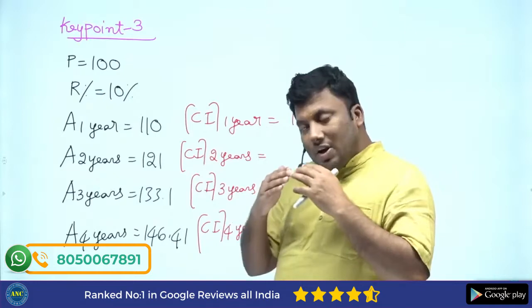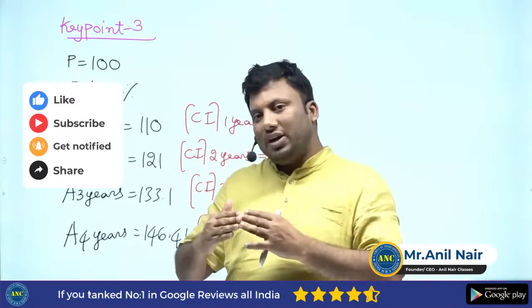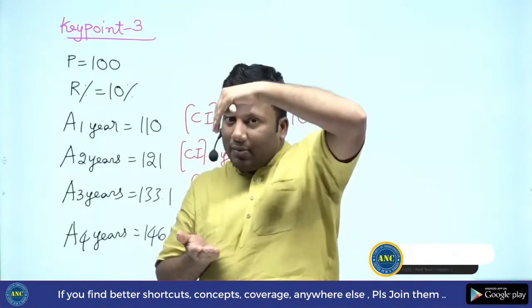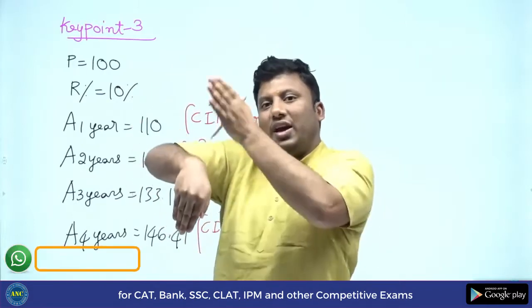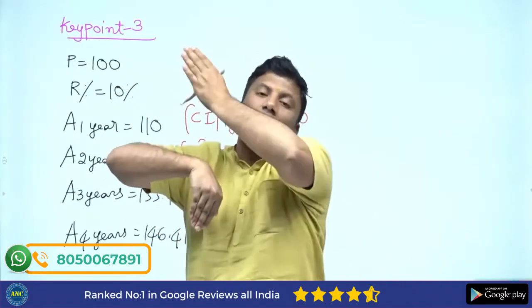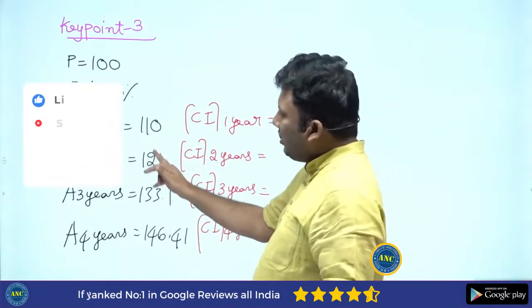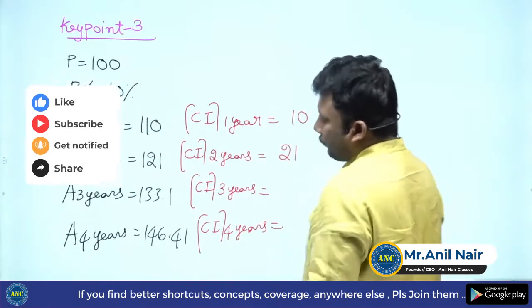CI for 2 years. What is the difference between CI for second year and CI for 2 years? When I say CI for second year, I am referring to the extra money which I gave to my friend only in the second year. When I say CI for 2 years, it is the total extra money which I gave for the entire 2 years, 121 minus 100, which is 21.